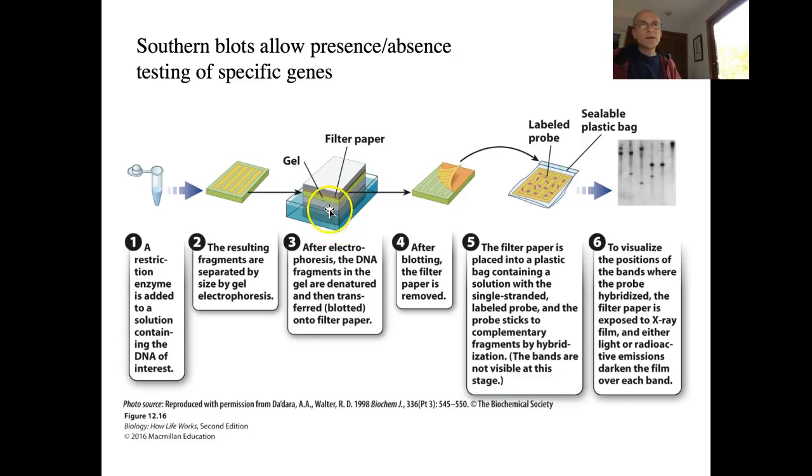So the liquid will take the DNA from the gel and it will keep moving upwards just because it's wicking, right? There's wicking paper on top. Usually there's a stack of just paper towels on top of this. And that wicking action will take the DNA out of the gel and deposit it on the filter. After blotting, the filter is removed.